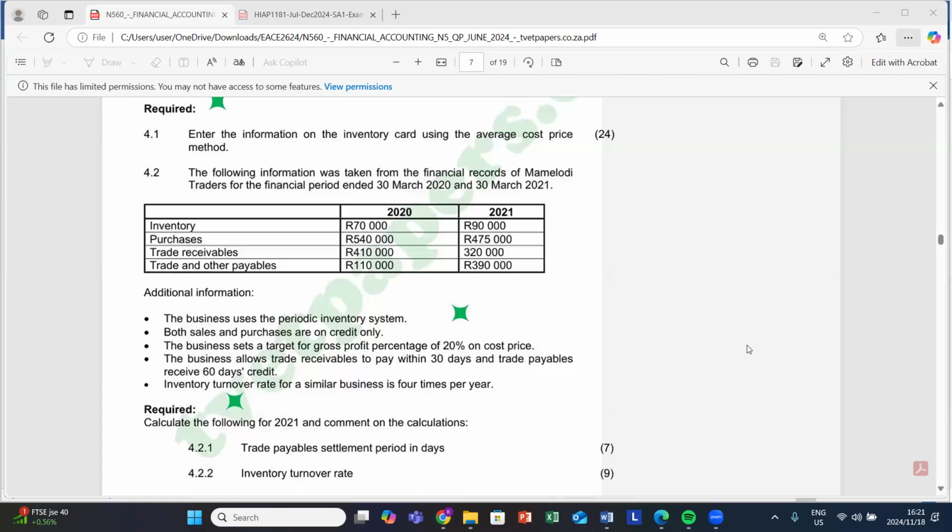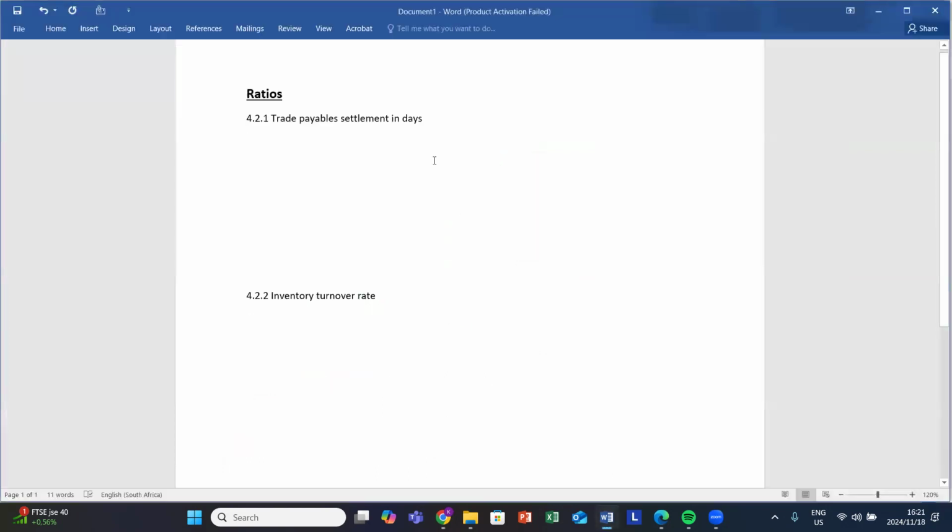So let's go in our answer sheet to draw up our formula first. You always start with your formula. So we know that our formula for this ratio is average trade payables divided by credit purchases, and then you multiply your answer by 365. This is your formula for trade payables settlement in days.